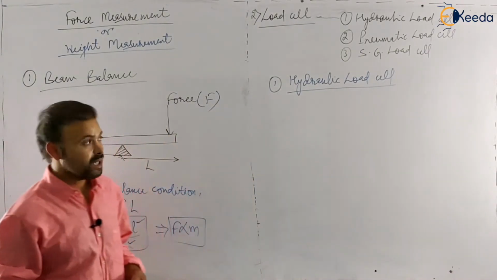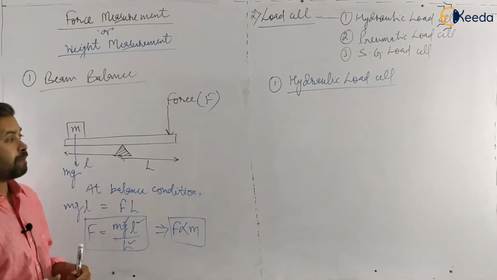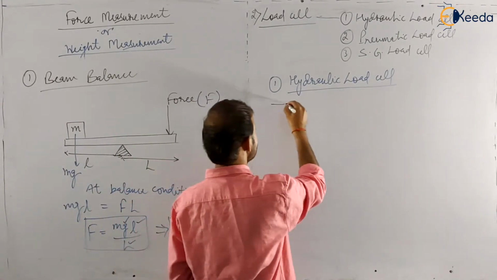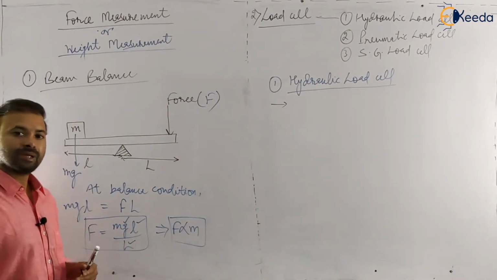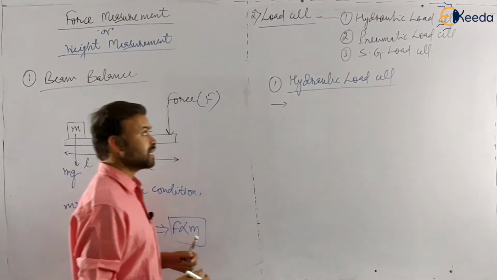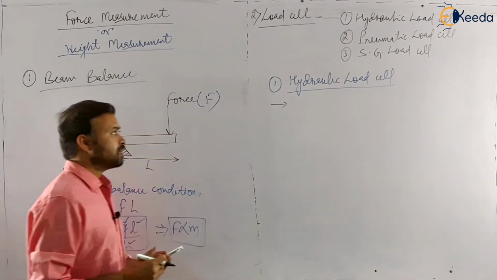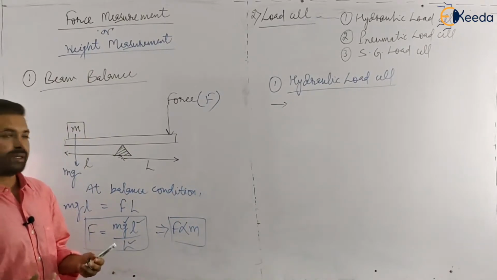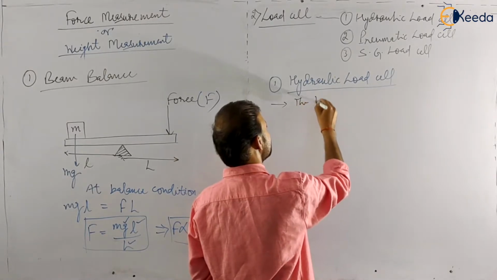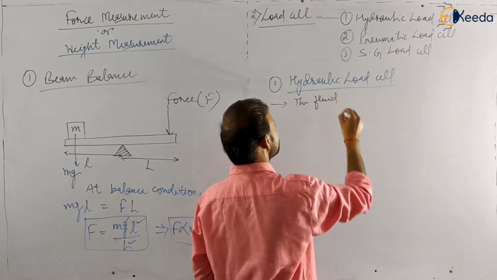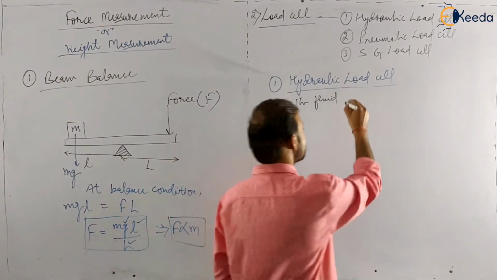In this type of load cell, an incompressible fluid is filled in some chamber. Hydraulic means related to fluid, and pneumatic means related to air. So in a hydraulic load cell some fluid will be there, and the fluid which is being used in the hydraulic load cell must be incompressible.